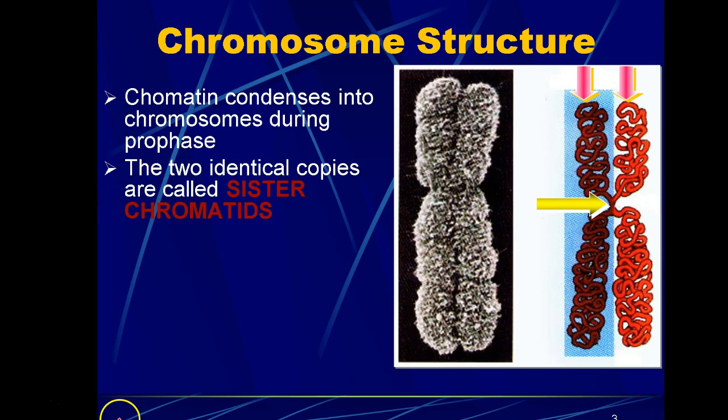We said the 2 identical copies are called sister chromatids. Remember, we said the red arrows are pointing at the 2 identical copies of the chromosome. So we have a double helix and another double helix of DNA, so that each new cell has a copy of that original DNA. And then we said they are held together at the yellow arrow, which is called the centromere region. So the centromere region holds those 2 copies together.